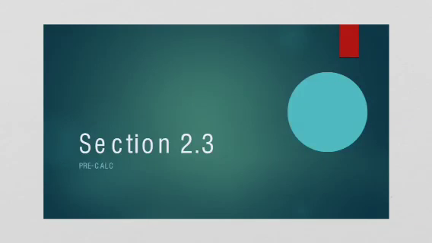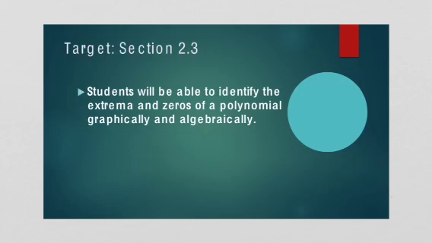This video is for section 2.3. The target for today is students will be able to identify the extrema and zeros of a polynomial graphically and algebraically.